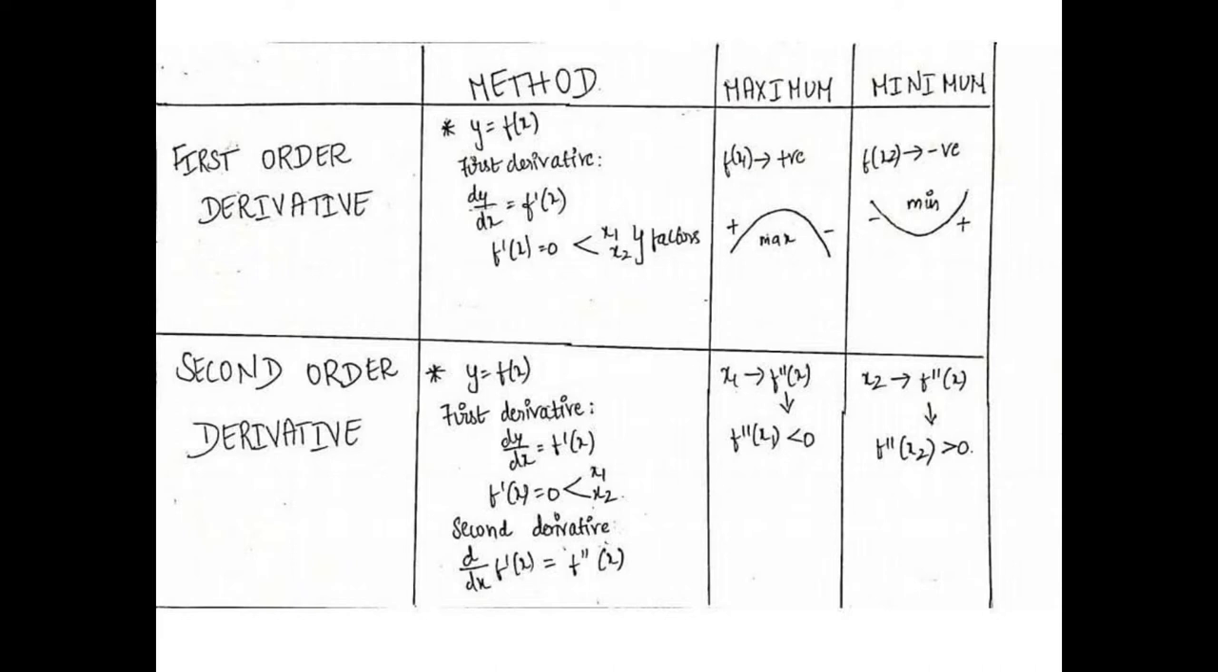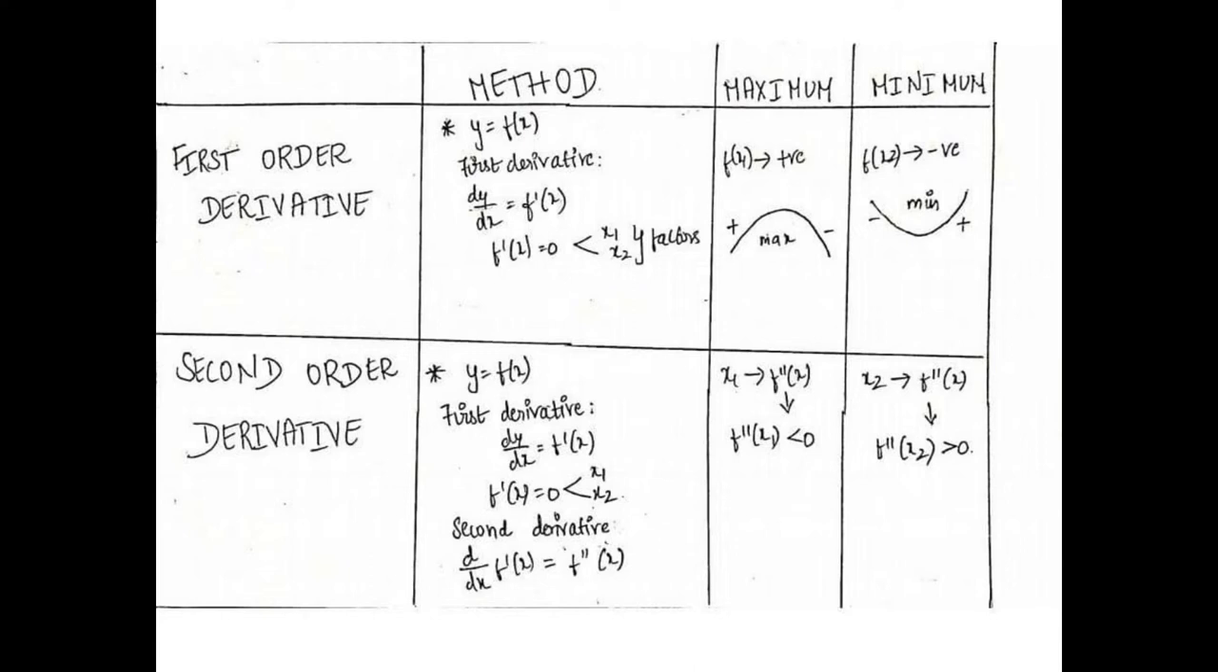First order derivative method: y is equal to f of x. First derivative, dy by dx is equal to f dash of x. f dash of x is equal to 0. We will get two factors. If f dash of x is positive, then it is maximum. If f dash of x is negative, then it is minimum.